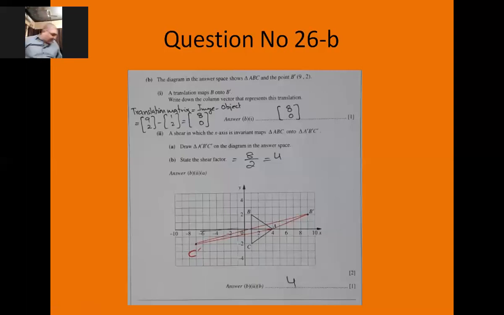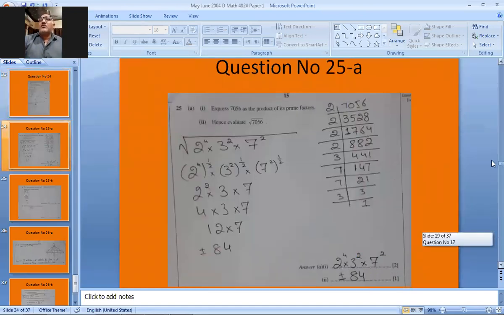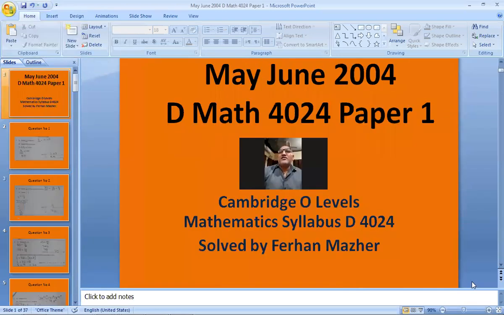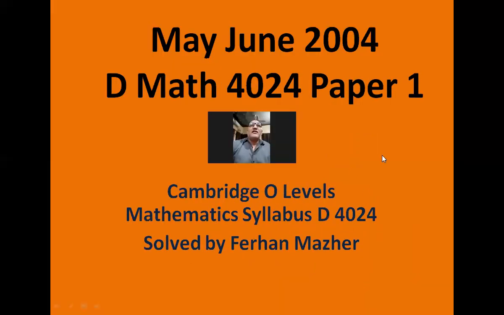So my dear students, this was it, and we have reached the end of this paper. Today we have done the May/June 2004 paper 1 of 4024. This is Cambridge O Level Mathematics Syllabus D 4024, and we are practicing the past paper questions.